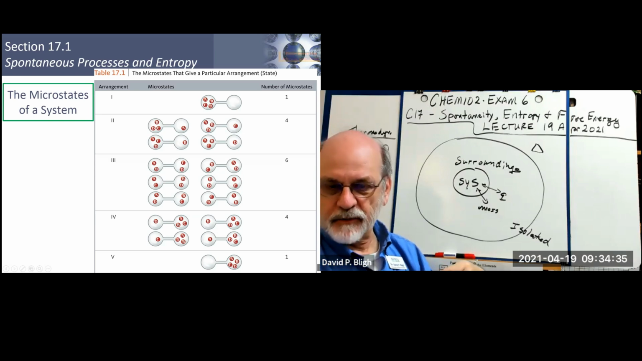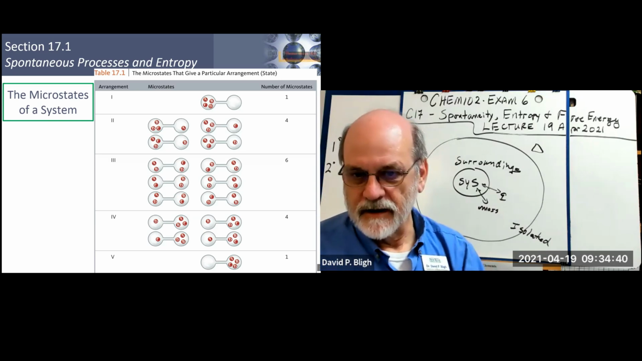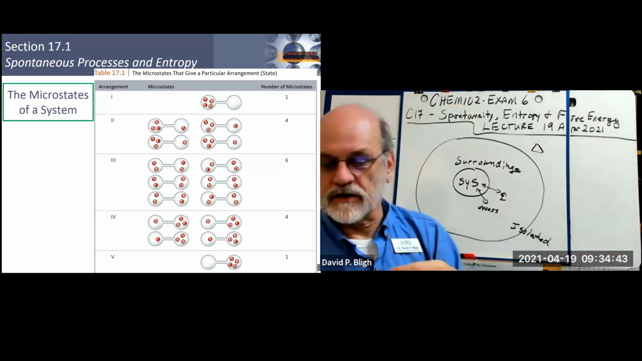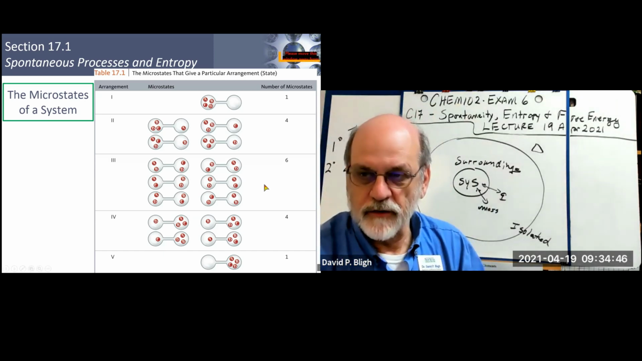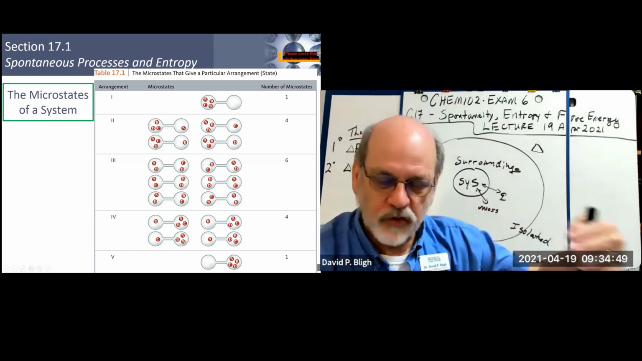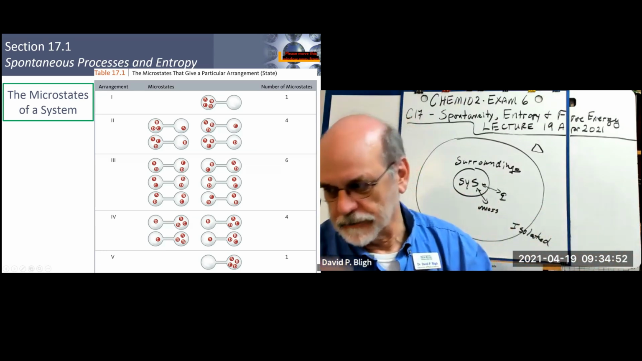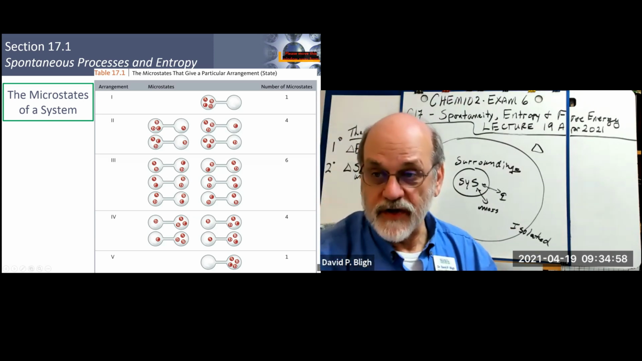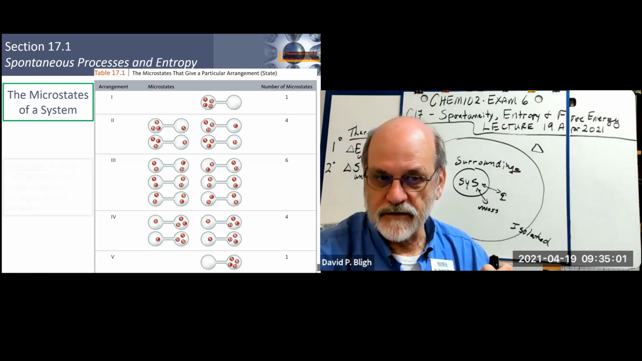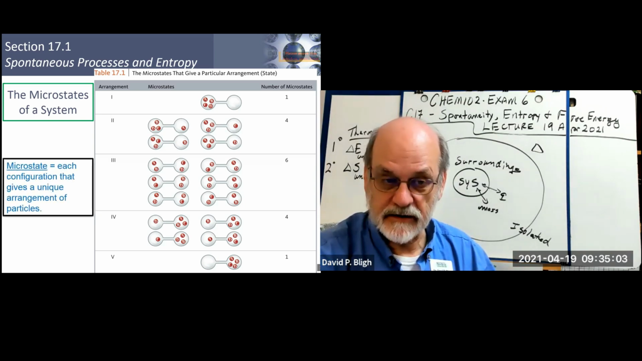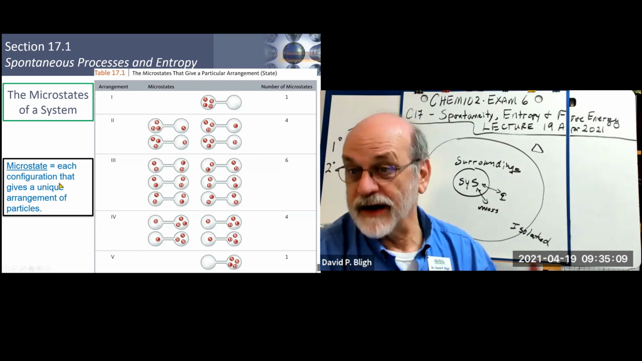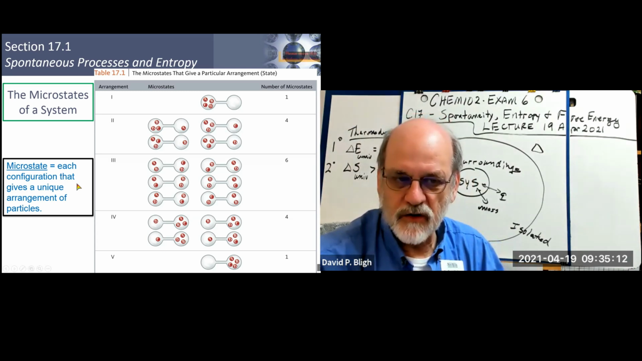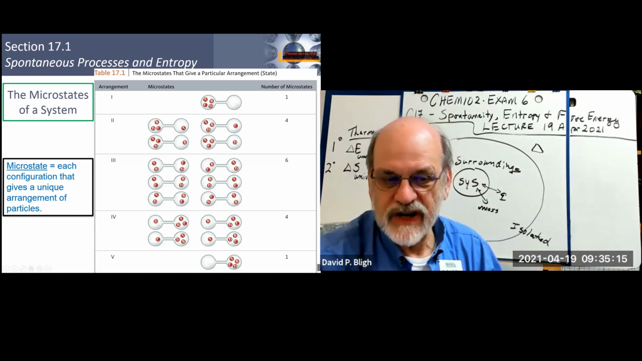So this probability expression is closer to the quantitative evaluation of entropy, right? We're moving from conceptual toward quantitative descriptions. And in order to do that, we have to discuss this in terms of statistics, right? So there's probably a better definition than I gave you. Each configuration is a microstate if it gives a unique arrangement of particles.